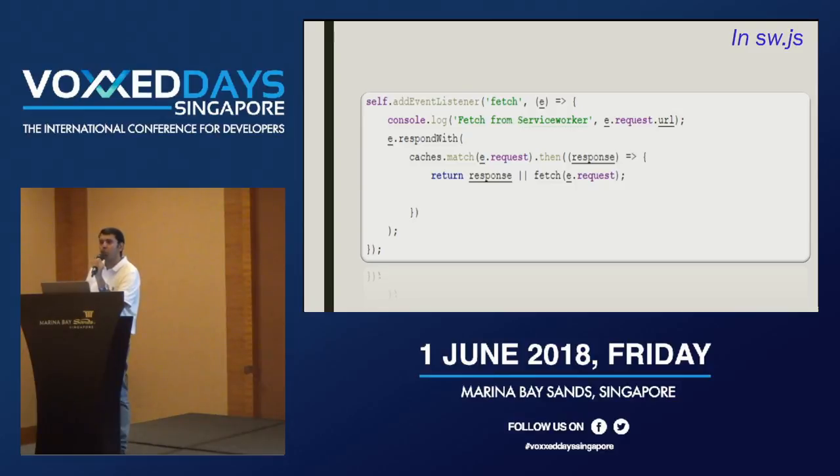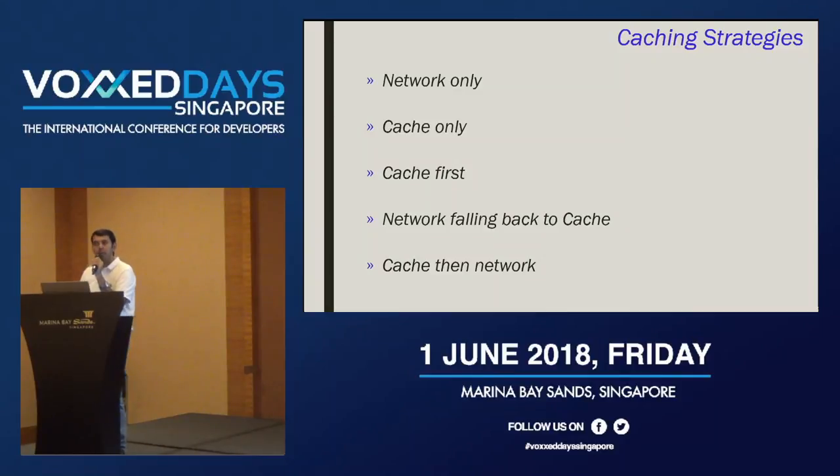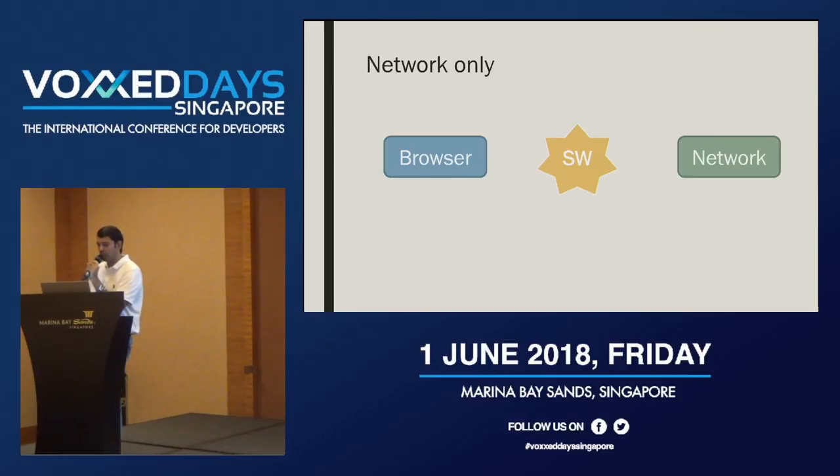This is the most oversimplified example of fetch, though there are variations to it. There are strategies that you can apply when you are applying a caching mechanism. I think there are over 10 different variations of applying caching, but these are probably the most prominent and the easiest to understand: network only, cache only, network falling back to cache, and cache then network. Let's see what it looks like.